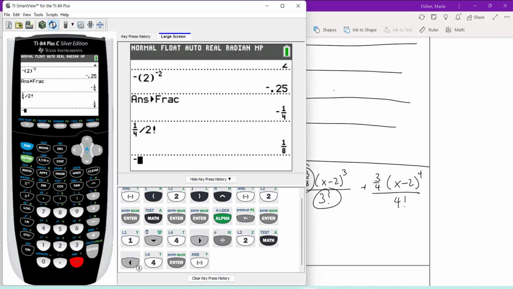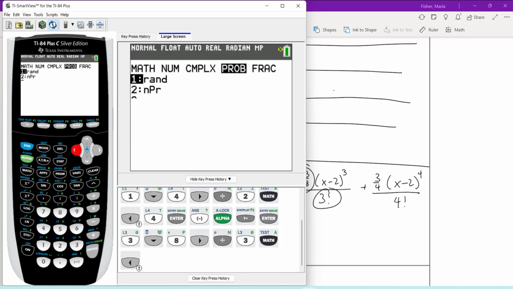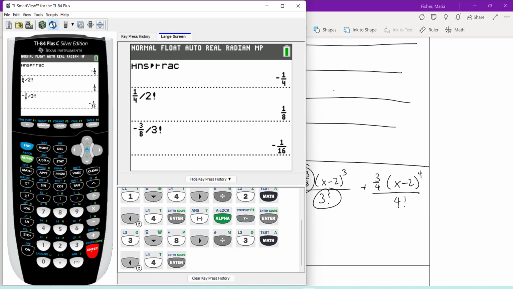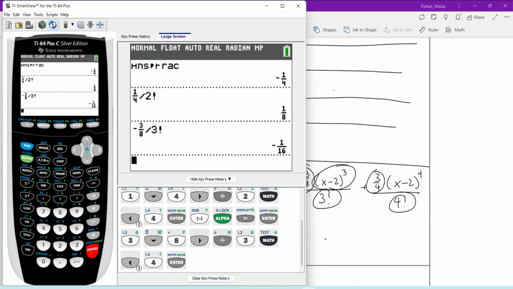Negative alpha y equals for a numerator and denominator 3/8, and then divided by 3 factorial. So 3, hit math, scroll to probability, hit the number 4 for factorial, hit enter. That's negative 1/16. And then we're left with that x minus 2 cubed. And then for the last one, 3/4 divided by 4 factorial, you do the same thing.